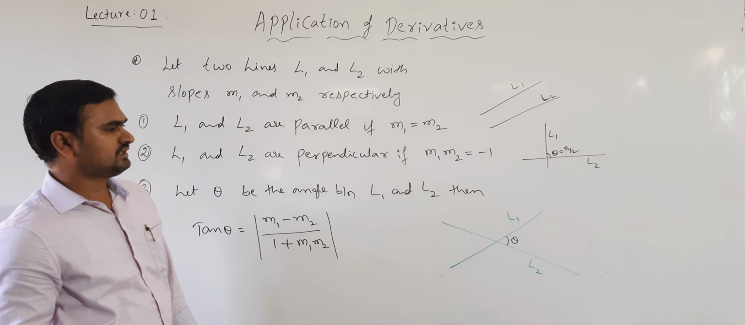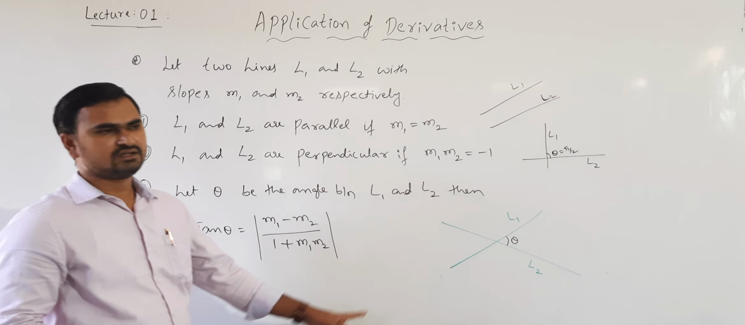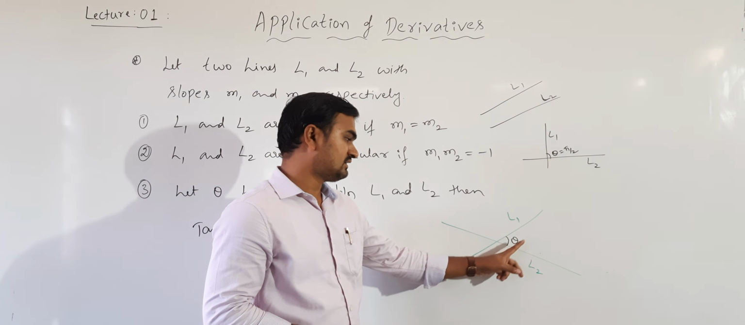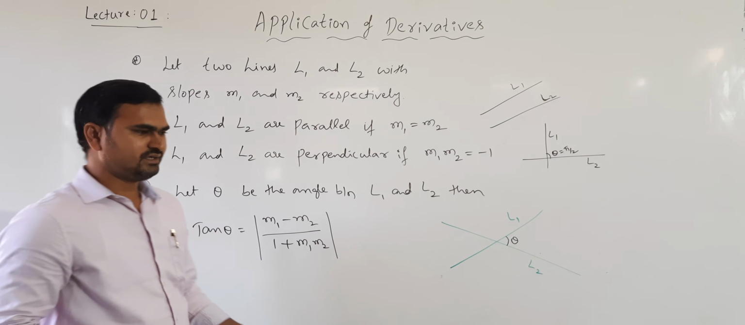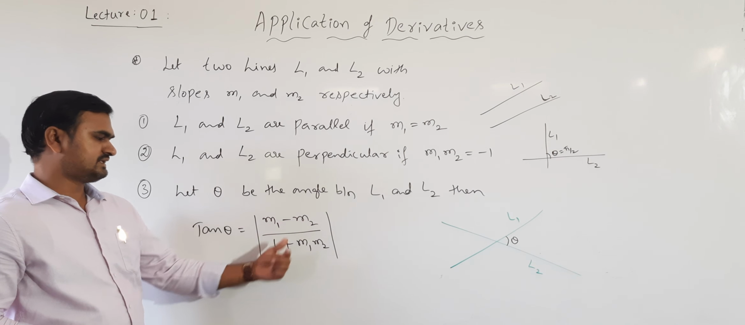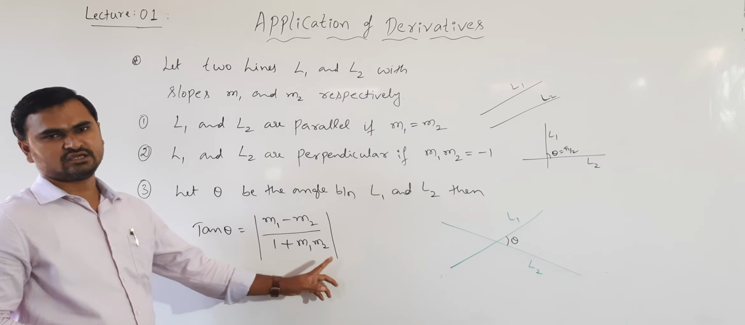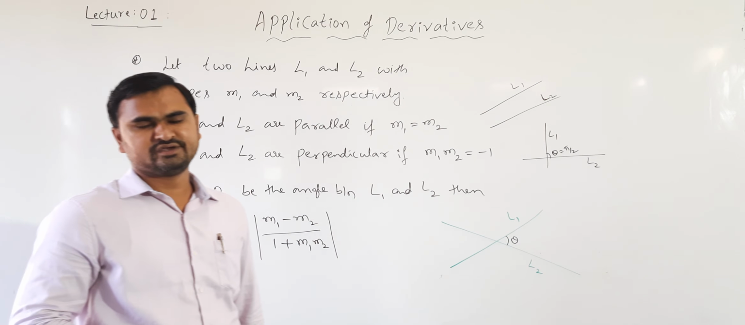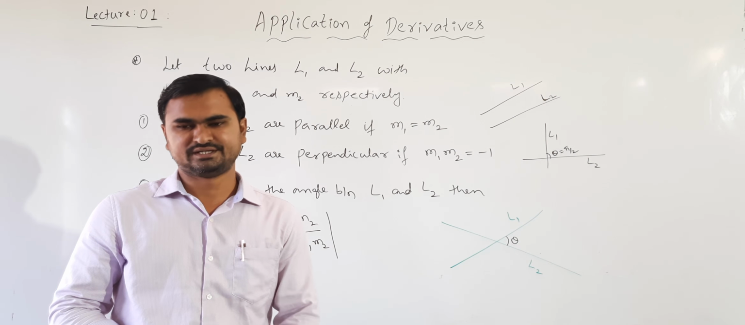If they are neither parallel nor perpendicular, they are intersecting at some angle theta, and that theta is given by this formula, tan theta equal to mod of m1 minus m2 by 1 plus m1 m2. Okay. So this is how we can find the angle between two lines.